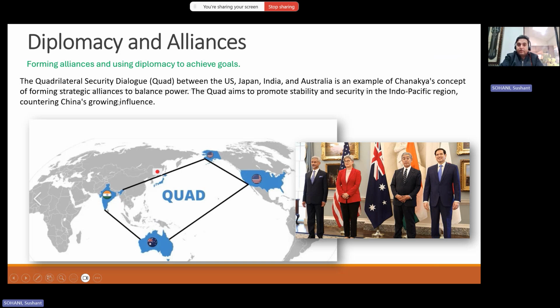The Quadrilateral Security Dialogue, which is Quad, between the US, Japan, India, and Australia, is an example of Chanakya's concept of forming strategic alliances to balance power. This Quad is basically aiming to promote stability and security in the Indo-Pacific region, countering China's growing influence. As you saw, the NATO alliance was formed to counterweight the Soviet Union, and this Quad is formed to counterweight China, who is the growing or established power in today's date in the Indo-Pacific region.